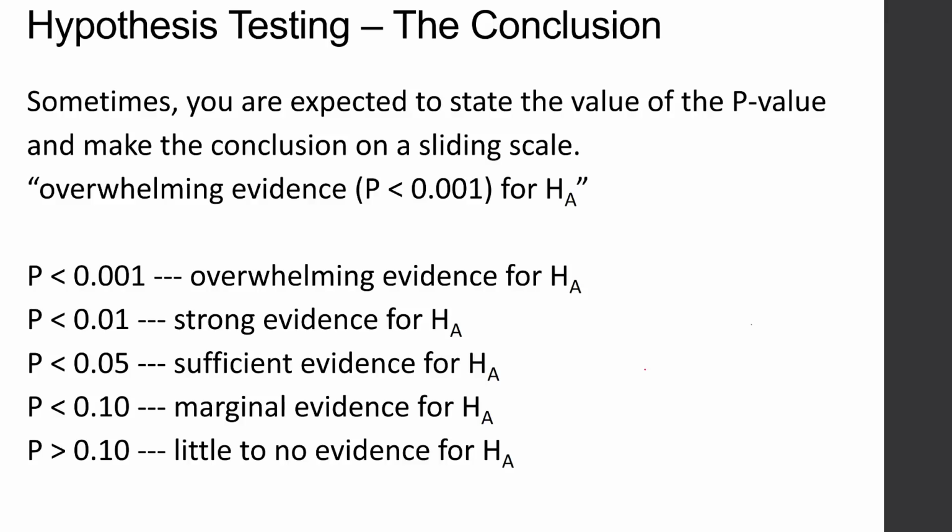P of less than 0.01 is strong evidence. P of less than 0.05 is sufficient evidence. Less than 0.1 is marginal evidence, and greater than 0.1 is little to no evidence for the alternative hypothesis.